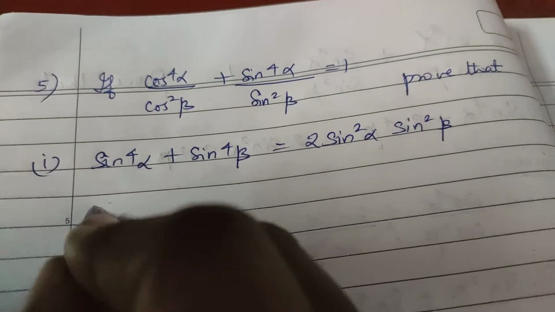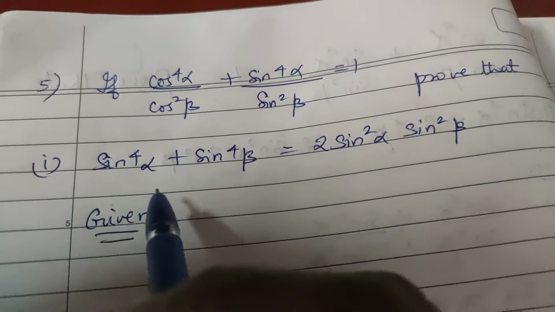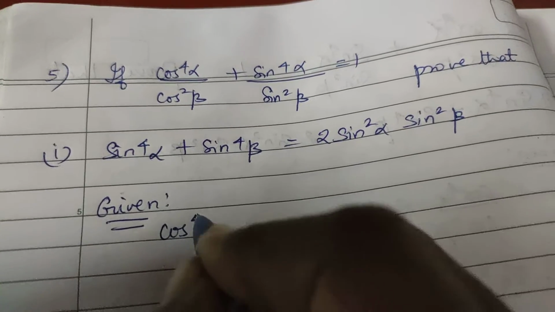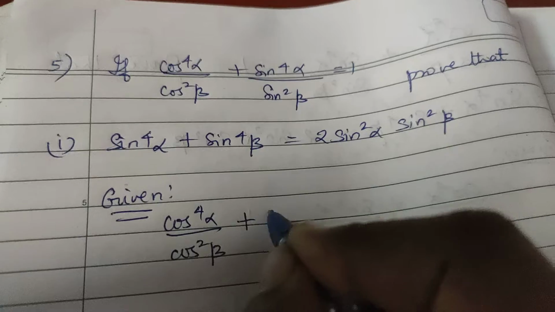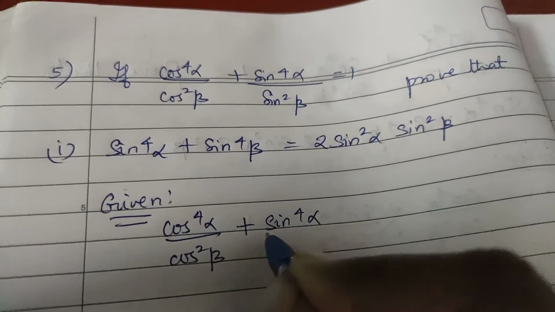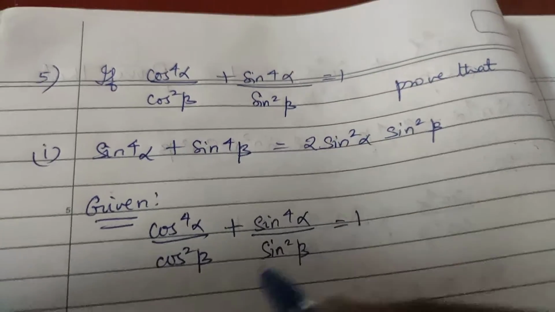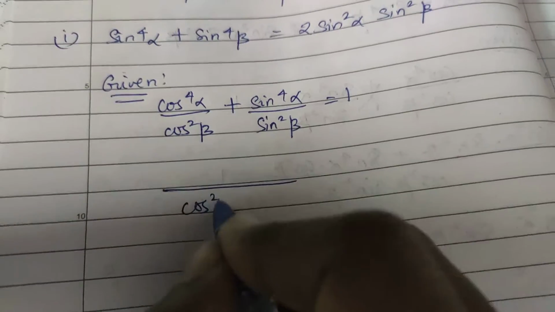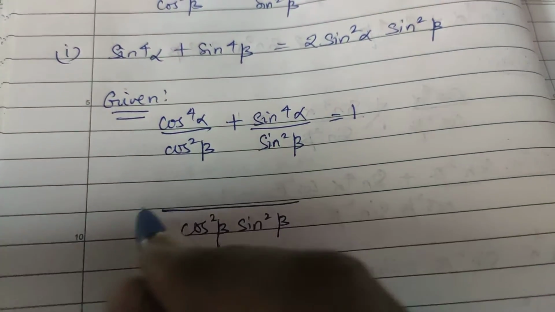So we'll take what is given in the sum. There are two subdivisions to be proved. First we are taking the first subdivision. So given is cos power 4 alpha divided by cos squared beta plus sin power 4 alpha divided by sin squared beta equal to 1. Take LCM here. LCM will be cos squared beta into sin squared beta. Sin squared beta gets multiplied here, cross multiply.